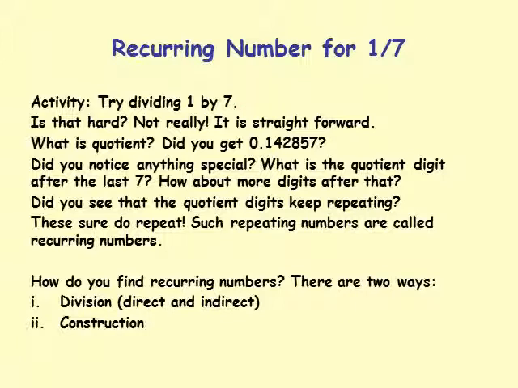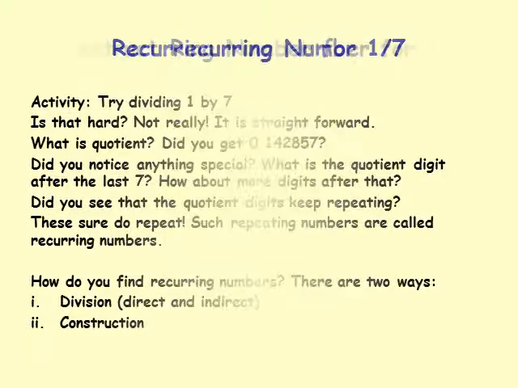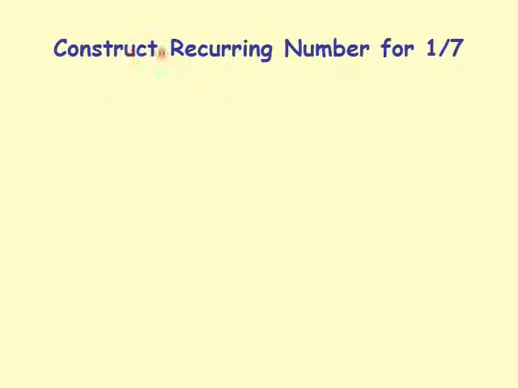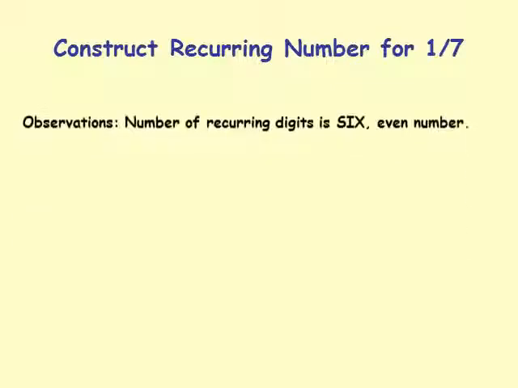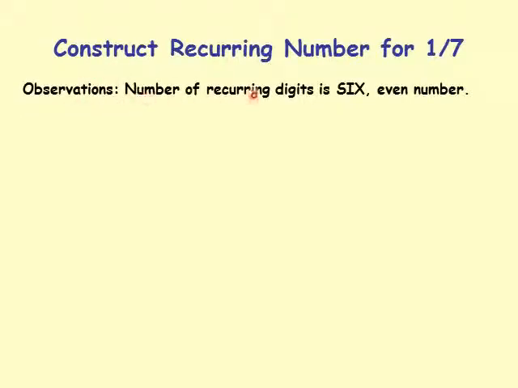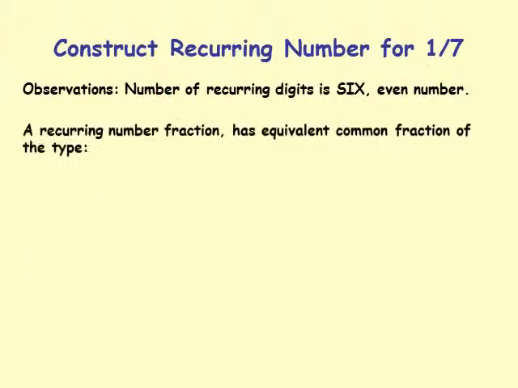Another way is by construction. We're going to use a construction method here to compute the same recurring number as we have here. Let's go and construct that. Observation: the number of recurring digits is 6, which is an even number, and the recurring digits are 142857.